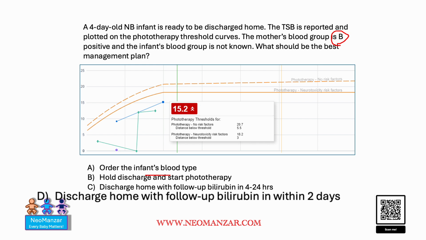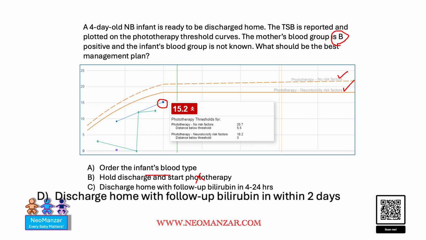Holding discharge and starting phototherapy is again wrong. The reason is, if you guys can see that this point, which is 15.4, is below the phototherapy threshold curve based on both neurotoxicity risk factor or with no risk factor. So this 15.4 does not even qualify for phototherapy.